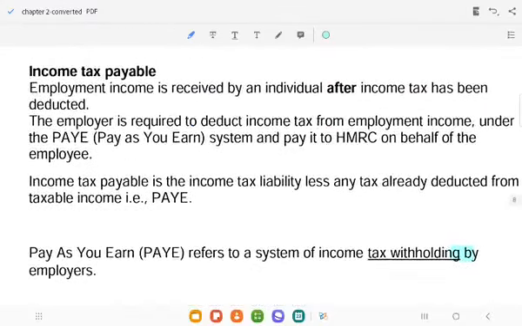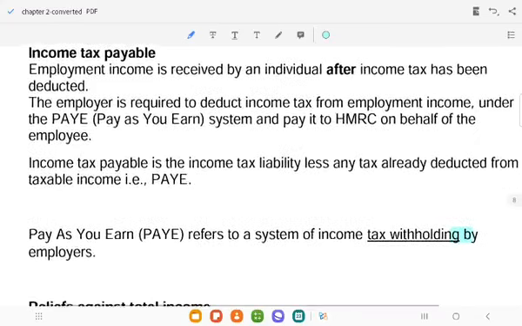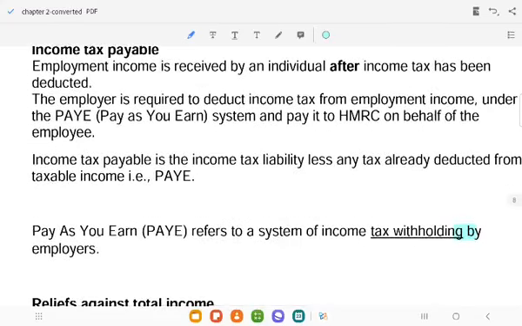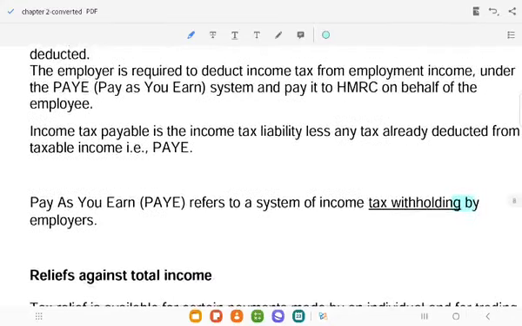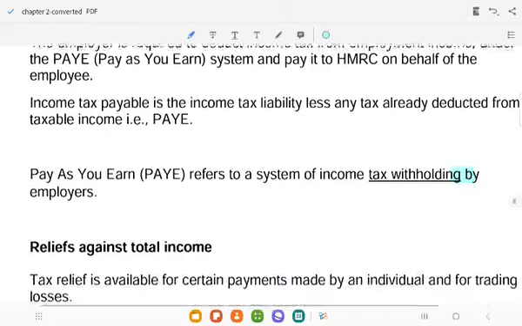Next is the difference between income tax payable and income tax liability. Employment income is received by an individual after income tax has been deducted from his salary. The employer in the UK is required to deduct income tax from employment income under the Pay As You Earn scheme and pay it to HMRC on behalf of the employee. So income tax payable is the income tax liability less any tax that has already been deducted from his taxable income through Pay As You Earn.